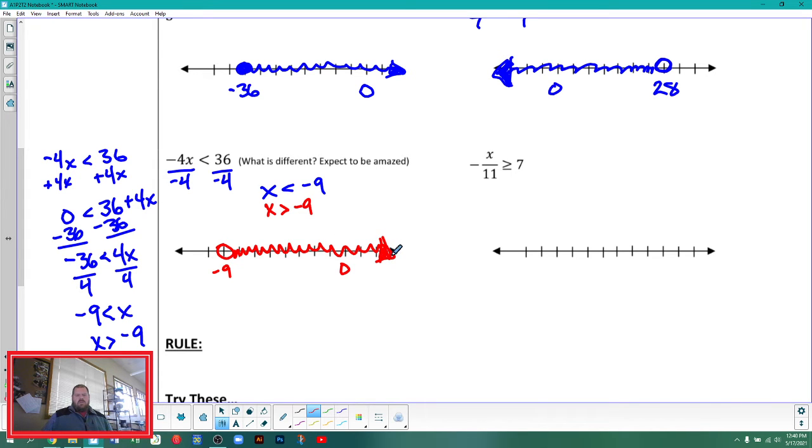All right. Same thing on this one. I'm multiplying by negative 11. Multiply by negative 11, so I am going to have to flip the inequality. And it's going to give me negative 77 as a number. Tell me where that is. Tell me where 0 is. Filled in circle and numbers that are smaller.